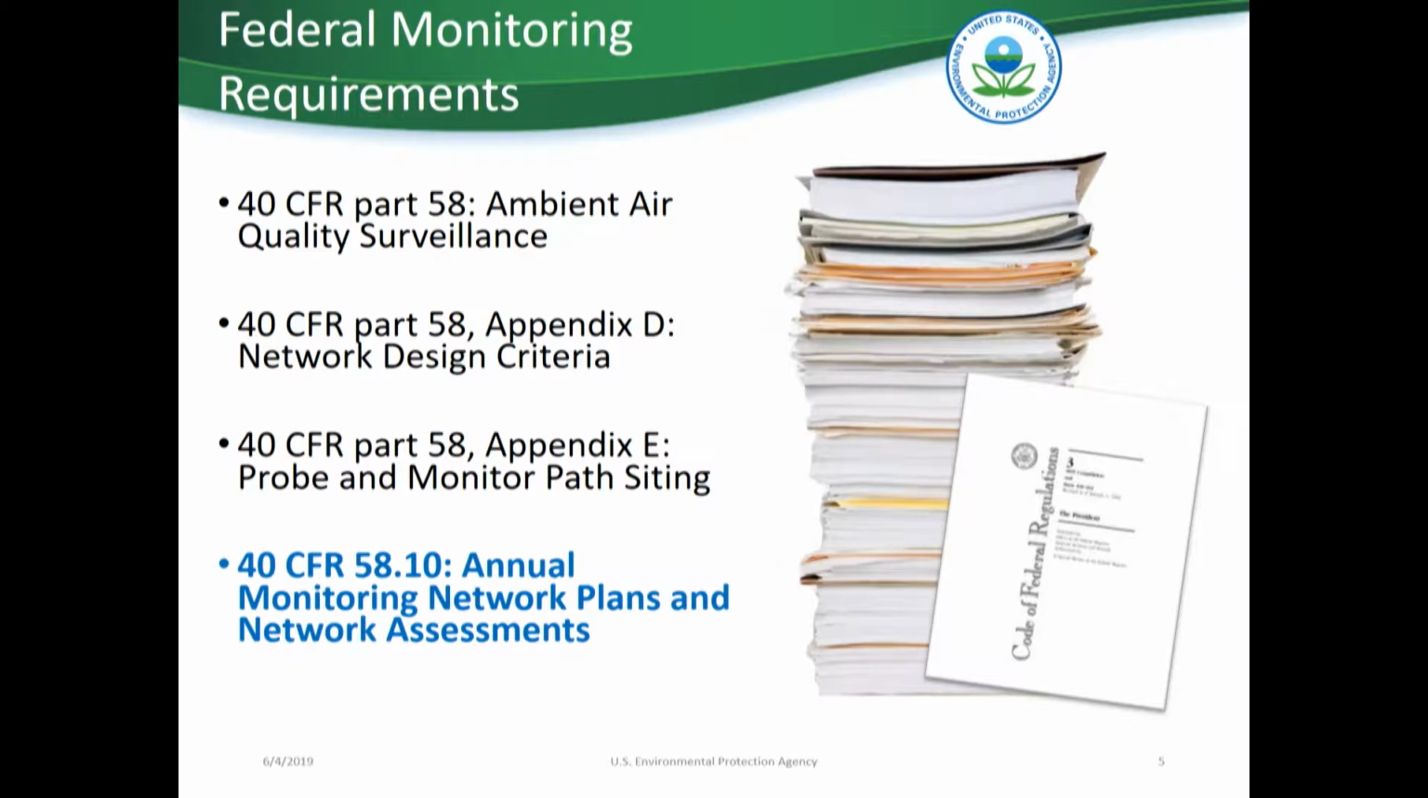And I'm going to dig a little bit more into the federal monitoring requirements. So 40 CFR Part 58 covers the ambient air quality surveillance regs. And if people aren't familiar with that, well, I guess I'm glad you're here. It houses all of the ambient air monitoring regs and how we report the ambient air monitoring data and other information. Appendix D of that part specifically deals with network design criteria. Appendix E deals with more locational criteria, so probe and monitor siting, and then 40 CFR 58.10 deals with annual monitoring network plans and network assessments.